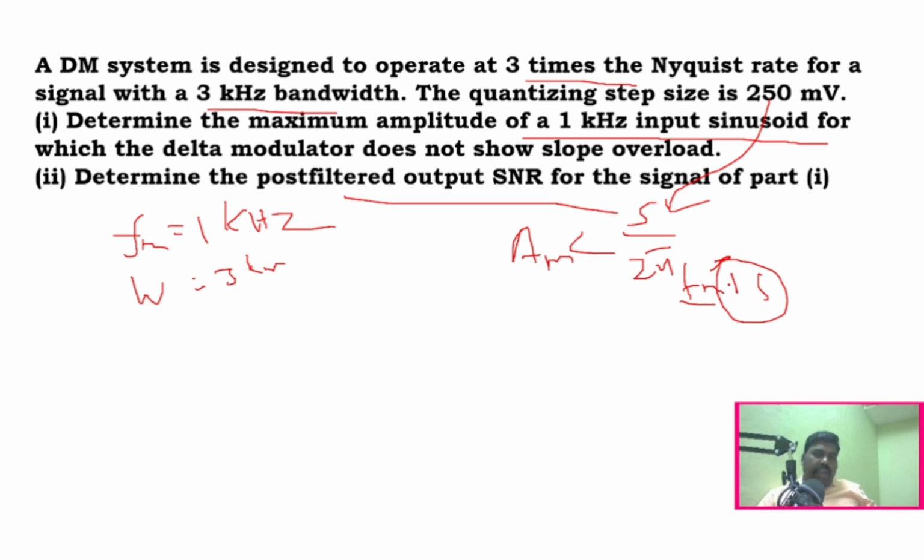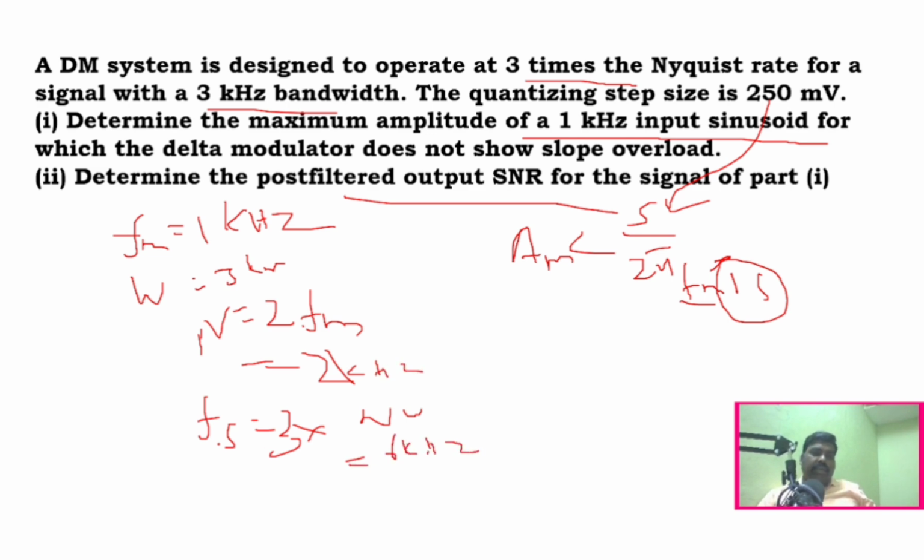So now what do we need to find out? We need to find the Ts value. Ts can also be written as 1/fs, correct? How will you write it? Nyquist rate is equal to 2 times fm. What is 2 times fm? fm is 1 kilohertz, so the Nyquist rate is 2 kilohertz. So 3 times the Nyquist rate: what is fs? fs is equal to 3 times the Nyquist rate. Nyquist rate is 2 kilohertz, so it will be 6 kilohertz. So we have obtained fs, and now we know fm. If you substitute this, we can obtain the Am value, and from that we can obtain the SNR.